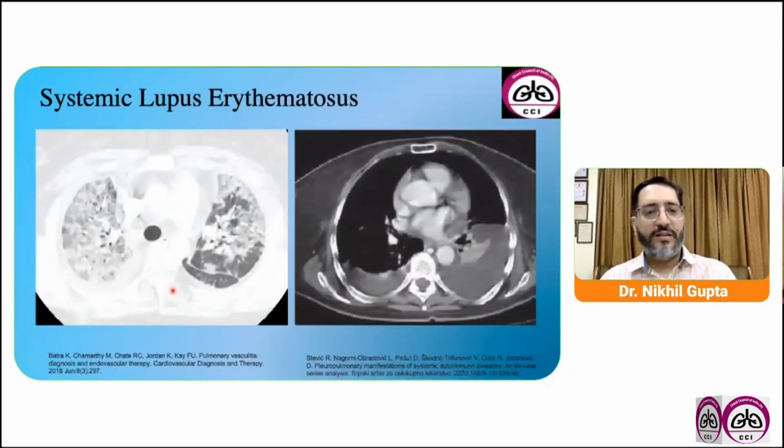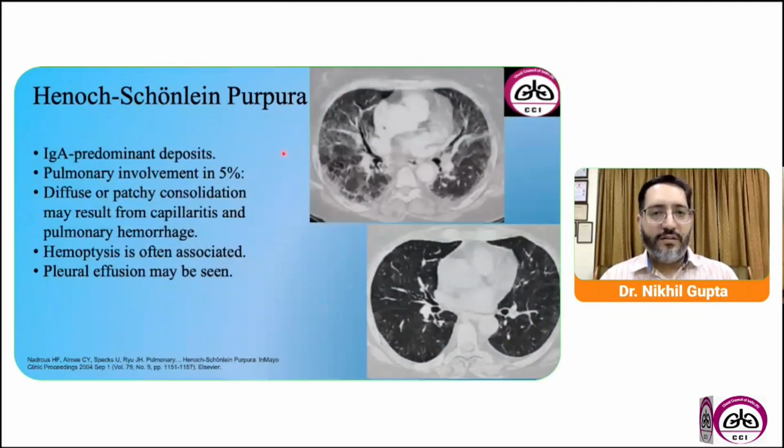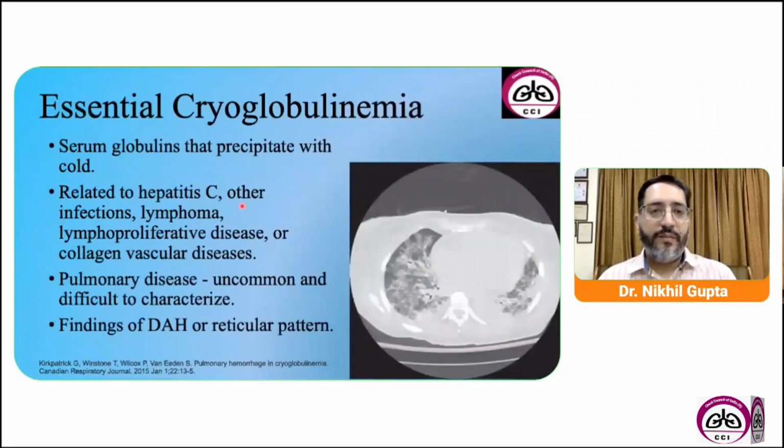This is a case of SLE showing diffuse alveolar hemorrhage, and this is a second case showing pleural effusions. This is a case of HSP showing diffuse hemorrhage, and the patient came with hemoptysis, and it cleared on further CT after treatment. This is a case of essential cryoglobulinemia with diffuse alveolar hemorrhage.